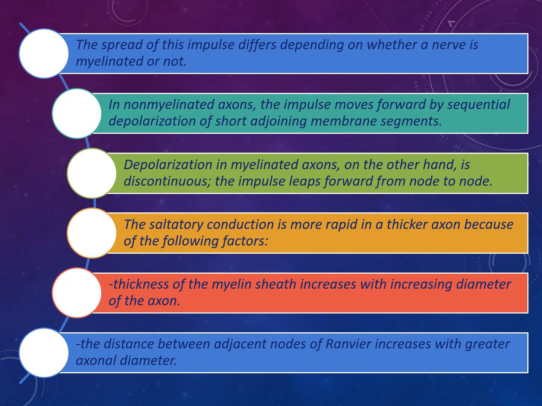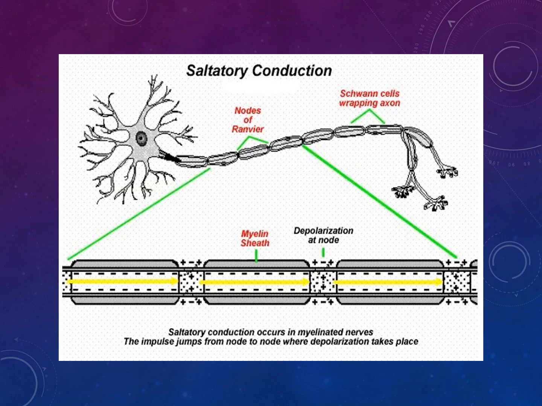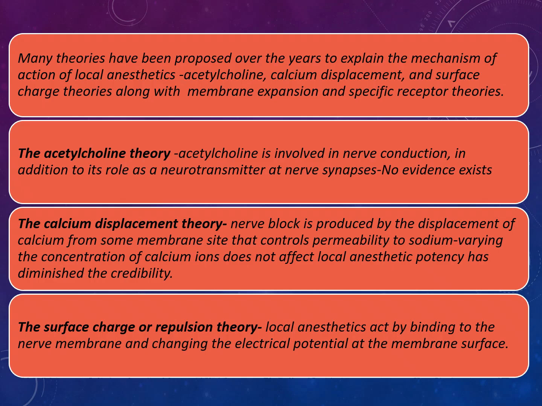That is, the thickness of the myelin sheath increases with increasing diameter of the axons, and the distance between adjacent nodes of Ranvier increases with greater axonal diameter. That means, as long as the nerve is thick, the myelin sheath will be thick, and as such, the nodes of Ranvier will also be apart. So the transmission of impulse will be faster. This is known as saltatory conduction. It jumps from node to node where depolarization takes place.